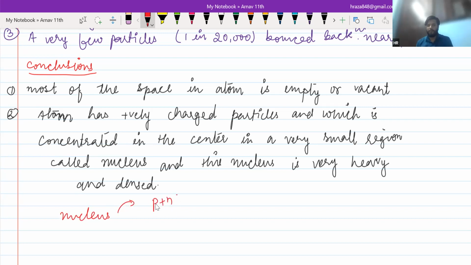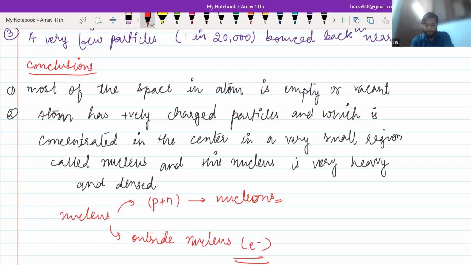And you know that in nucleus, proton plus neutron reside here, which is also known as nucleons. That means particles in nucleus. And outside nucleus, there is electron. Please write it.